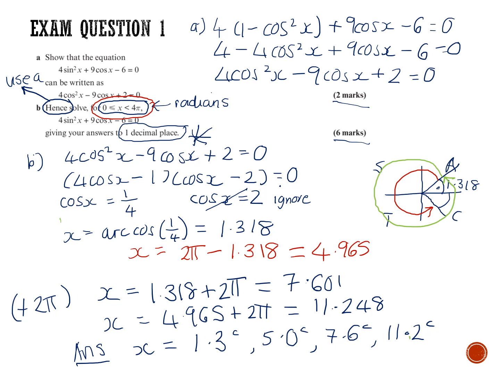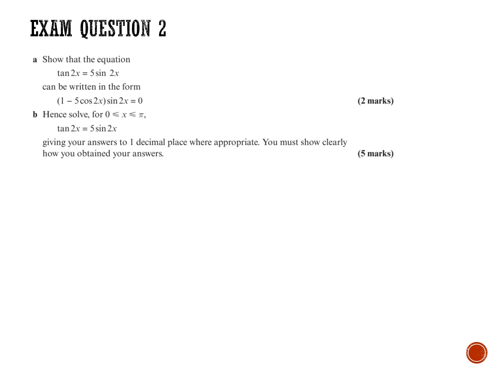Now remember, you can check these by putting them back in your original equation and making sure that they work. When you put them back in, you won't get exactly 0 because we have rounded them, but you should get roughly 0. So do take a little bit of time to do that because that will pick up any mistakes you've made. So that's a good 6 marks, that question. Okay, let's have a look at the next one then.